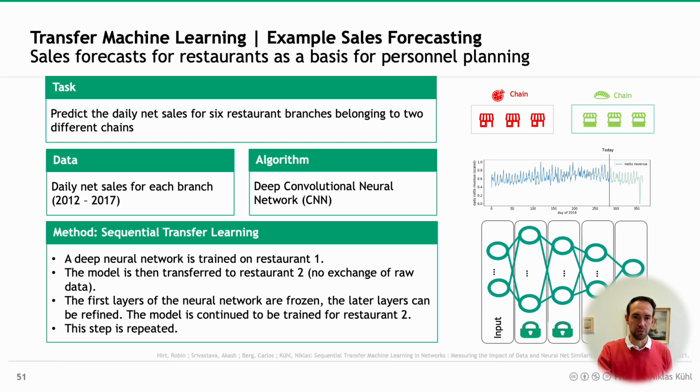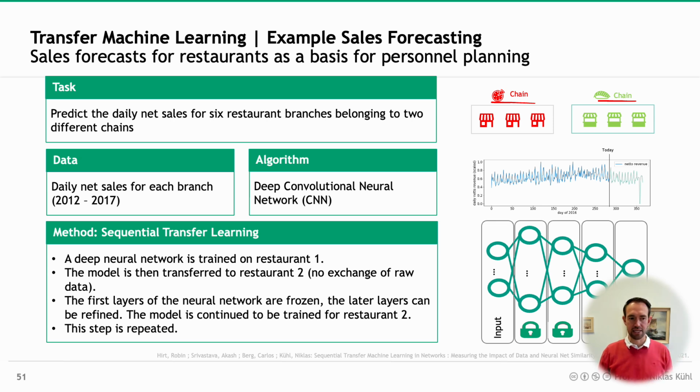Let us start with the restaurant chains. So the task here was we wanted to predict the daily net sales for 6 different restaurants. And those restaurants belong to 2 different chains. You could say one of them was a pizza chain and the other one over here was a sushi chain. You can already see why I keep on talking about similarities and differences between domains and tasks, because obviously a sushi chain might behave differently than a pizza chain, but they are also located in different locations and so on.